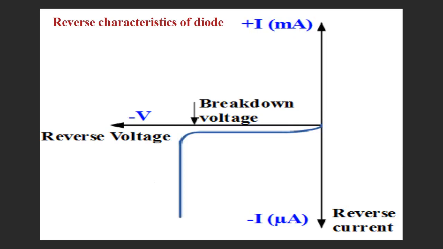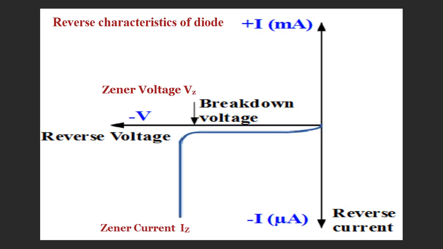This was first given by the American scientist C. Zener. Therefore, breakdown voltage is sometimes called the Zener voltage, and sudden increase in current is known as Zener current.